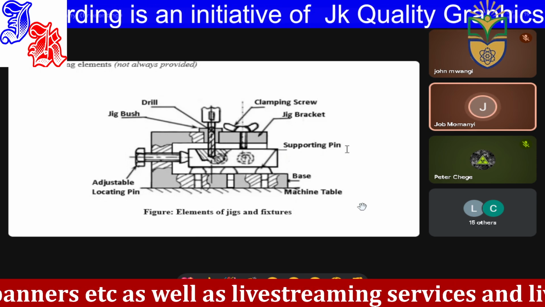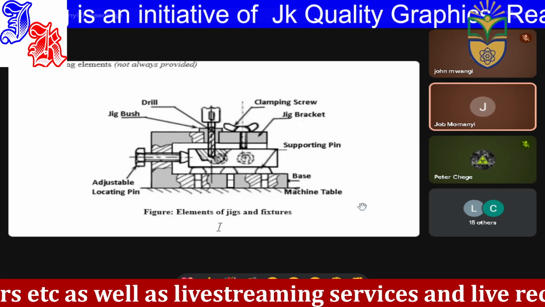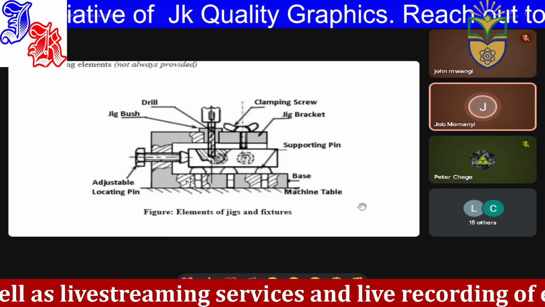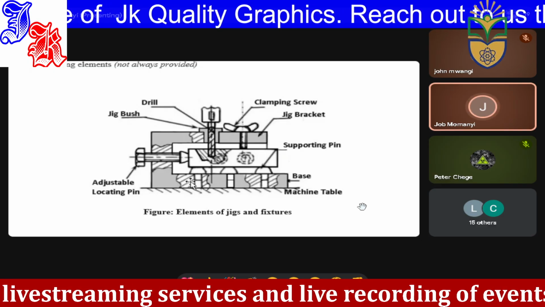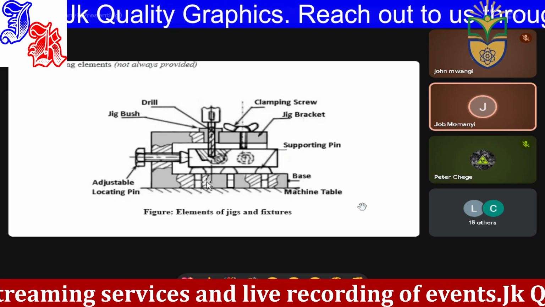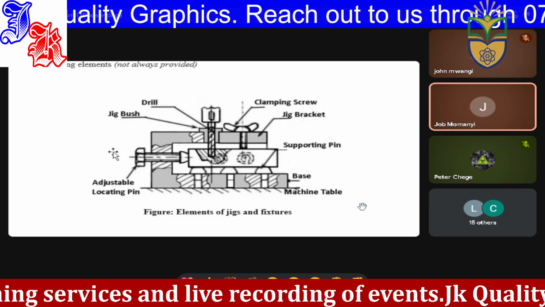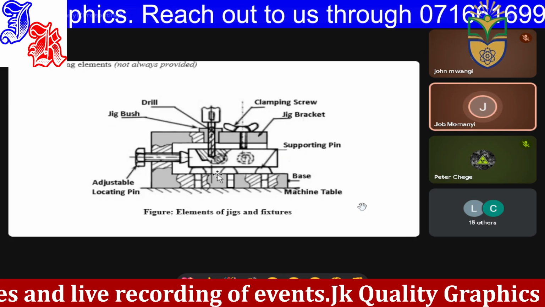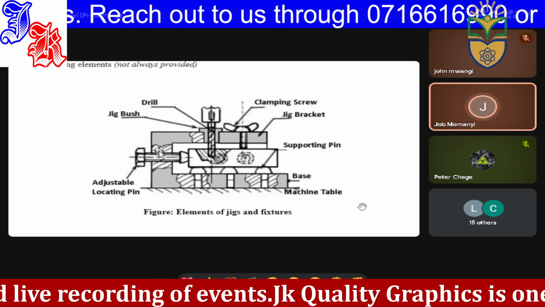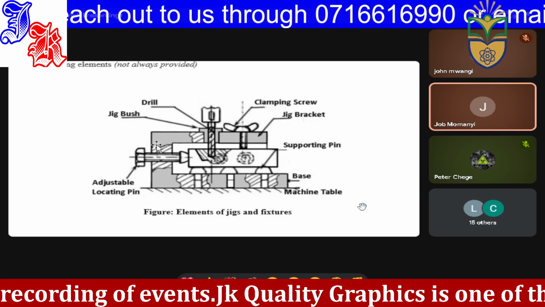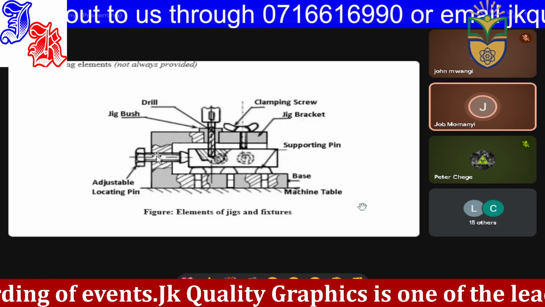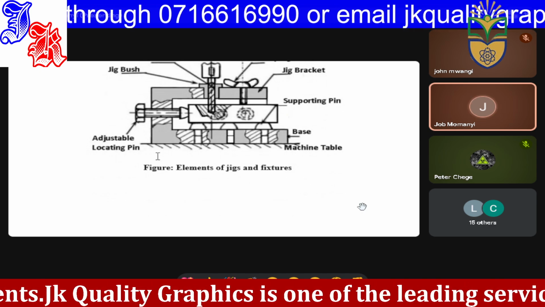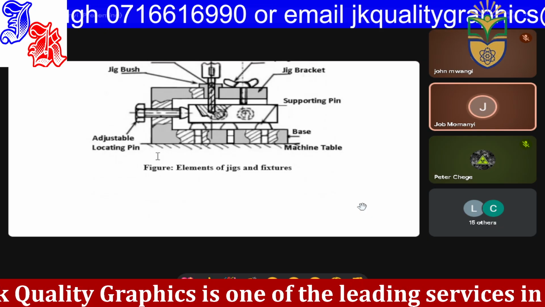So basically, this is a jig combined with a fixture, because we said the main function of a fixture is to support and to clamp. So you can see the support here and clamping. We have support from the bottom supporting pins. We have 1, 2, 3. Also, this adjustable pin is another supporting element. So that is a basic jig and fixture combined.